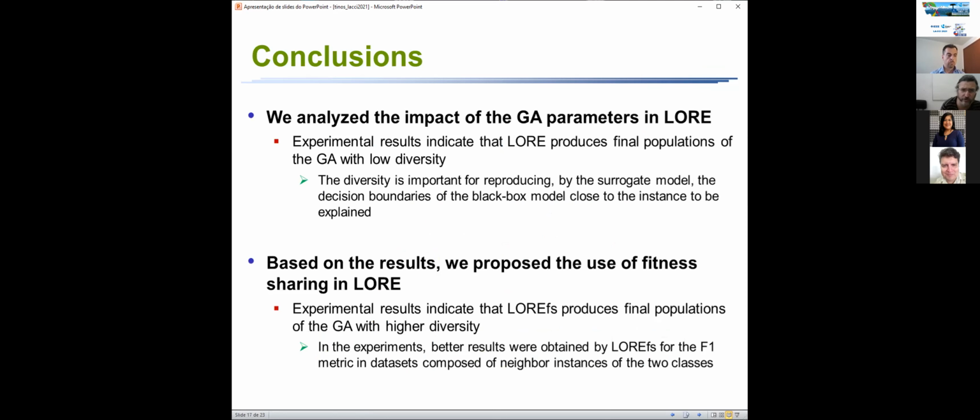So in conclusion, we analyzed the impact of the genetic algorithm parameters in LAR and verified that the final populations have low diversity, so the decision boundaries are not so good. So we propose the use of fitness sharing in order to have better diversity, and then we can have more generations and obtain better decision boundaries.